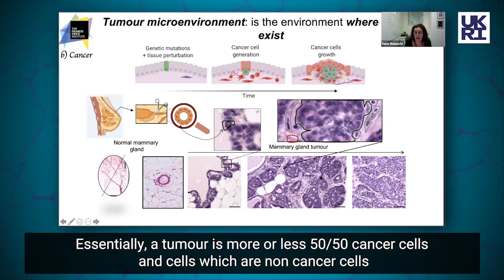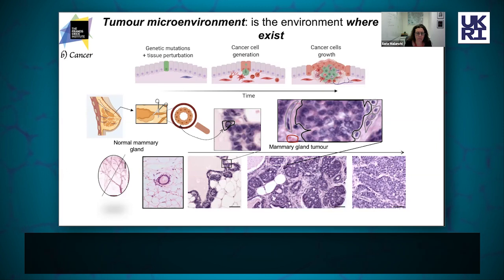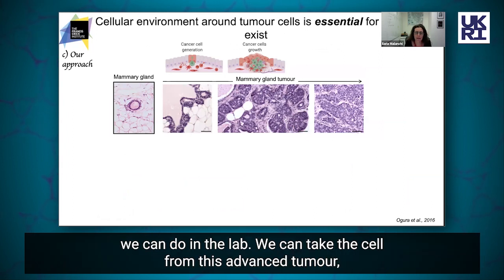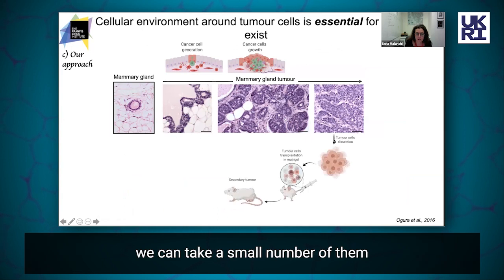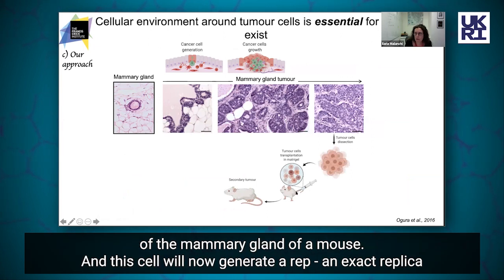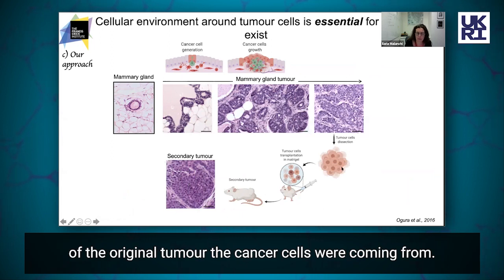Essentially, a tumor is more or less 50-50 cancer cells and non-cancer cells, which are now diverted into the cancer program. And I'm going to show you in a little more detail how this works from the beginning, showing you a very simple experiment we can do in the lab. We can take cells from this advanced tumor, a small number of them, put them in a gel to keep them together, and then insert them in the fat bed, so in the mammary gland of a mouse. And these cells will now generate an exact replica of the original tumor the cancer cells were coming from.